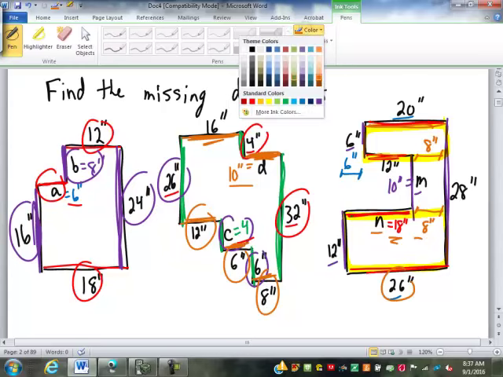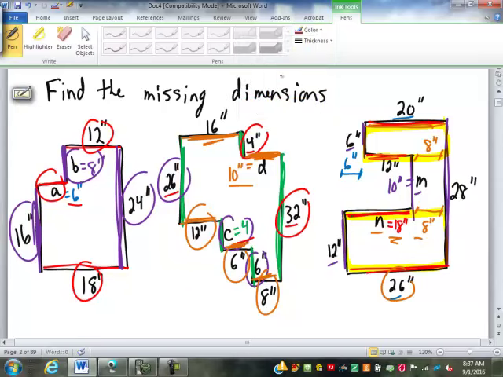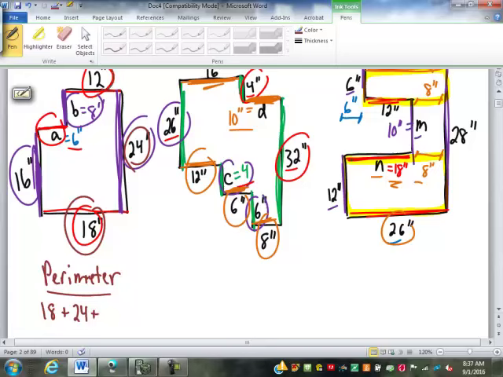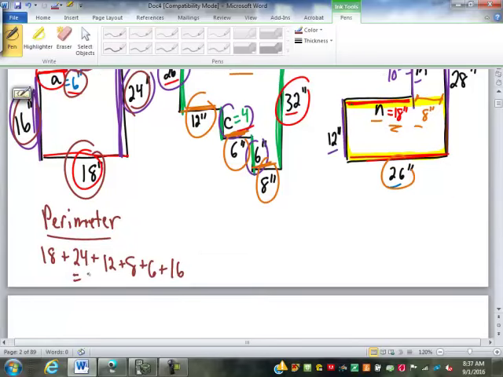Okay. Now, if I were to ask you to do something like find the perimeter, all that's asking you to do is to find the distance around. In other words, add up all the sides. So on a problem like this, you'd start out with 18 plus 24 plus the 12 plus the 8 plus the 6 plus the 16. And you would add all those up, should add up to 84.